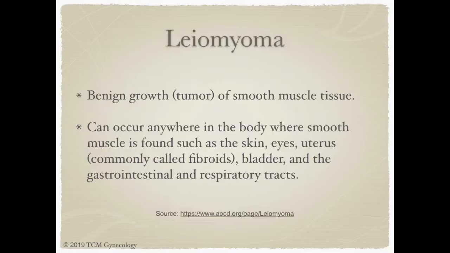To begin with, the term fibroid is a bit of a misnomer. What these fibroids actually are structures called leiomyomas. And a leiomyoma is a benign growth or a tumor of smooth muscle tissue. Now, these smooth muscle tumors can occur anywhere in the body where smooth muscle is found, such as skin, eyes, uterus, bladder, and the gastrointestinal and even respiratory tracts.